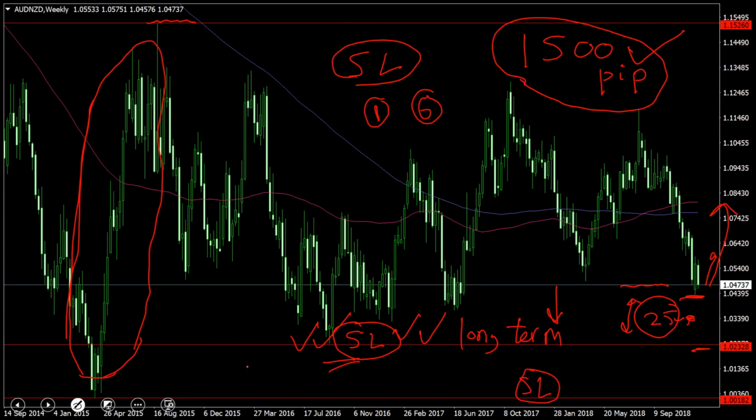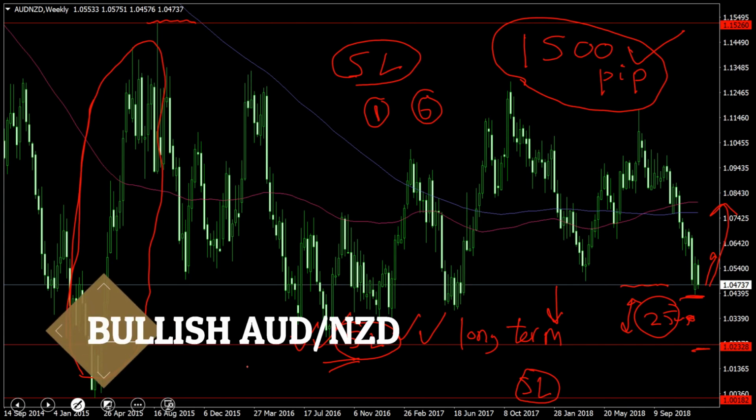Overall, long story short, a bullish opportunity in the Australian dollar to the New Zealand dollar, whether it's on the hourly chart or the weekly chart.